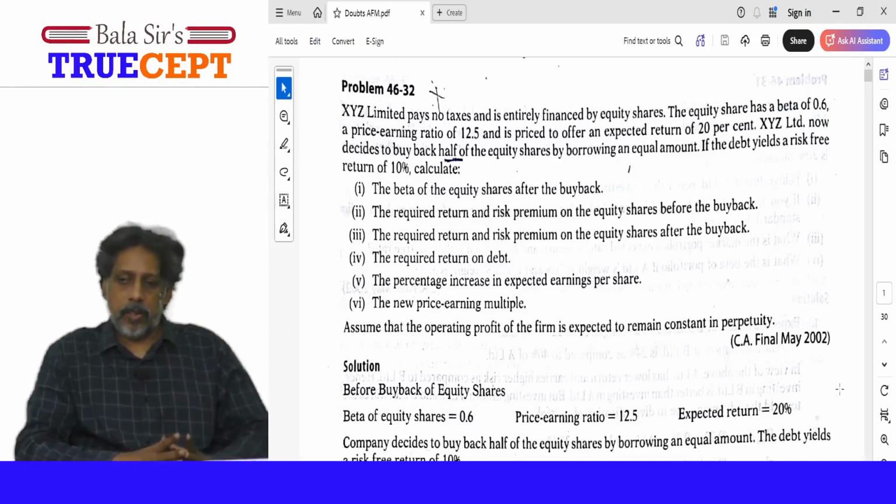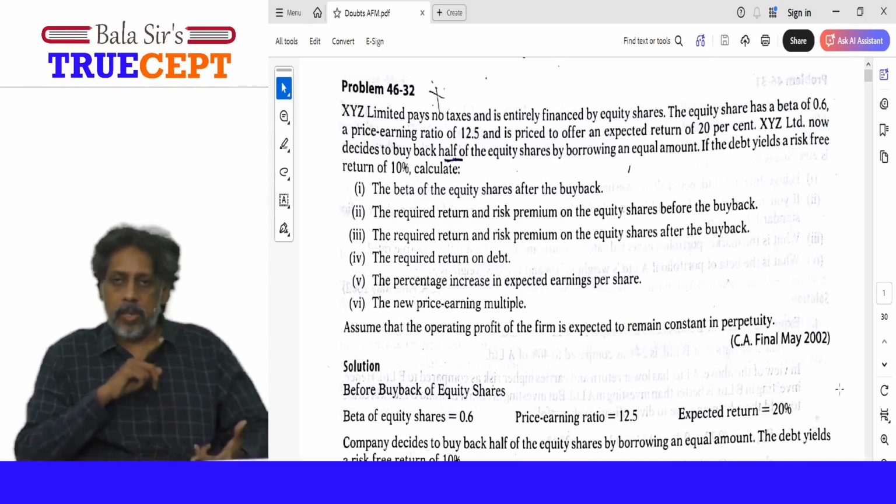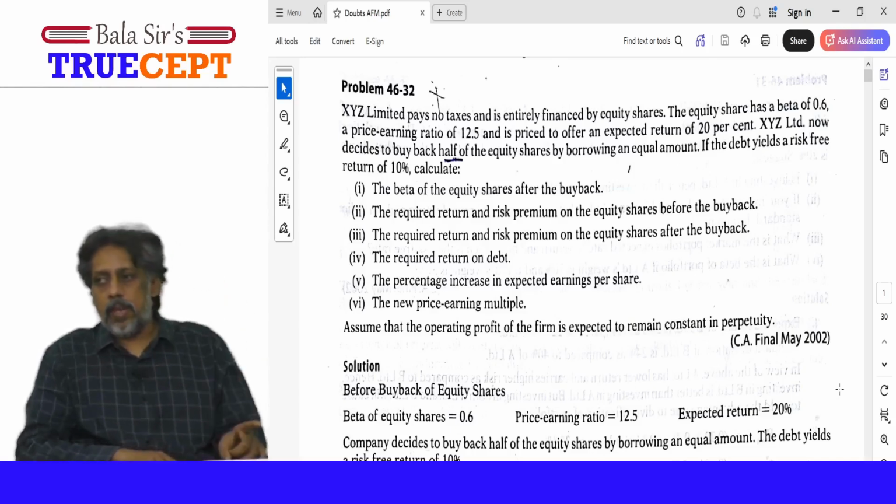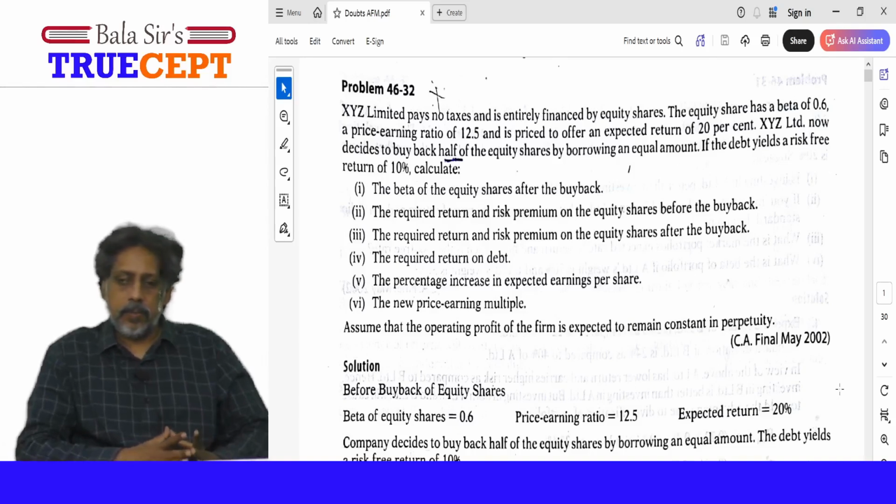XYZ Limited pays no taxes and it's entirely financed by equity shares. Two things: you don't pay any taxes and also it is all equity finance. That means your company is unlevered and does not employ any debt funds. Next, the equity share has a beta of 0.6 and a price earnings ratio of 12.5, and is priced to offer an expected return of 20%.